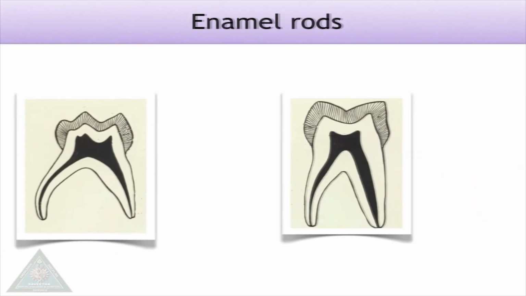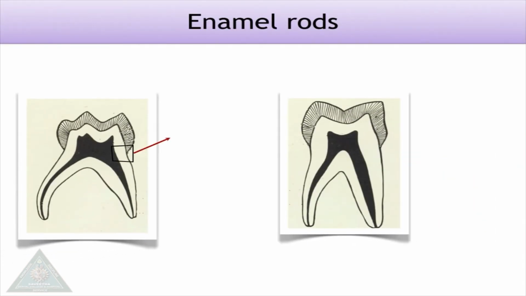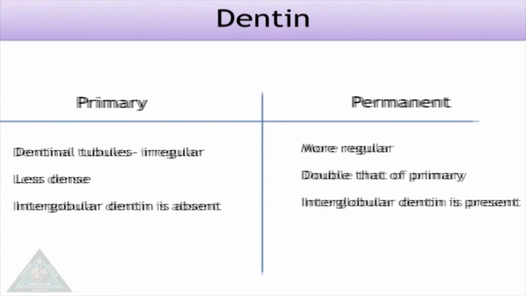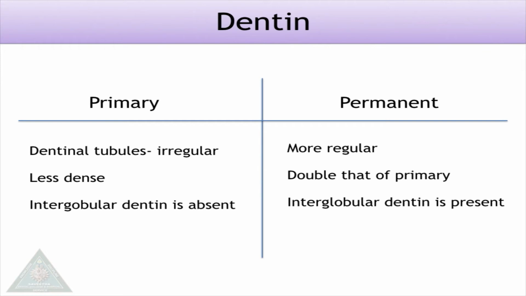The enamel rods in primary tooth are placed perpendicular to the dentinoenamel junction, whereas in permanent tooth, the enamel rods are placed apically. The dentinal tubules are irregular and less dense. Interglobular dentin is absent in primary tooth, whereas in permanent tooth, the dentinal tubules are more regular and double that of primary tooth. Interglobular dentin is present in permanent tooth.